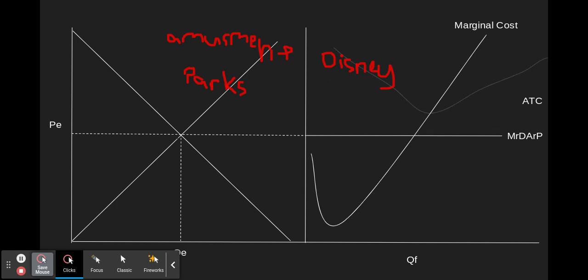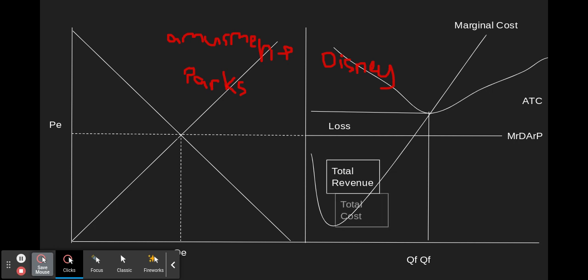Then we get to operating at a loss. To operate at a loss, the ATC is greater than the marginal revenue. In this case, this would be the loss. The total cost of it would be this whole box. So it costs more to make it than what they are selling it for. Their total revenue is the smaller box here.